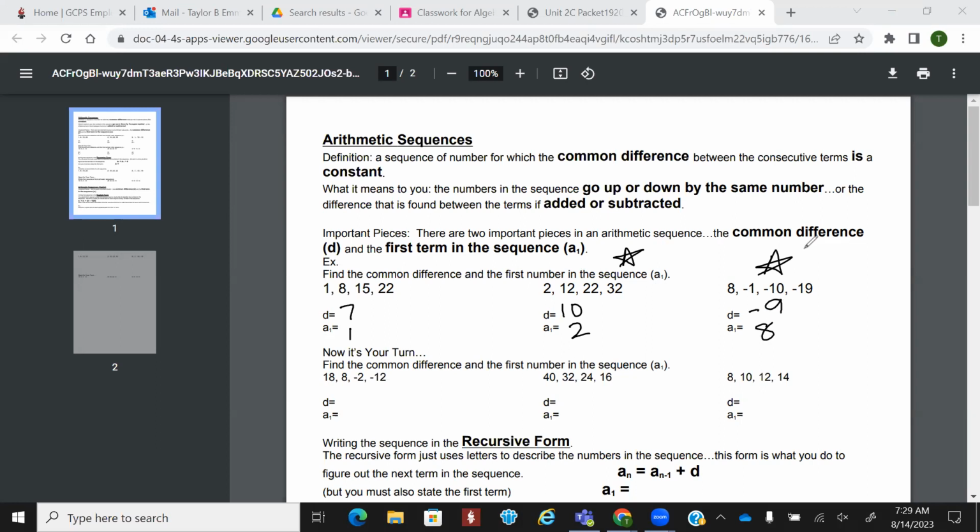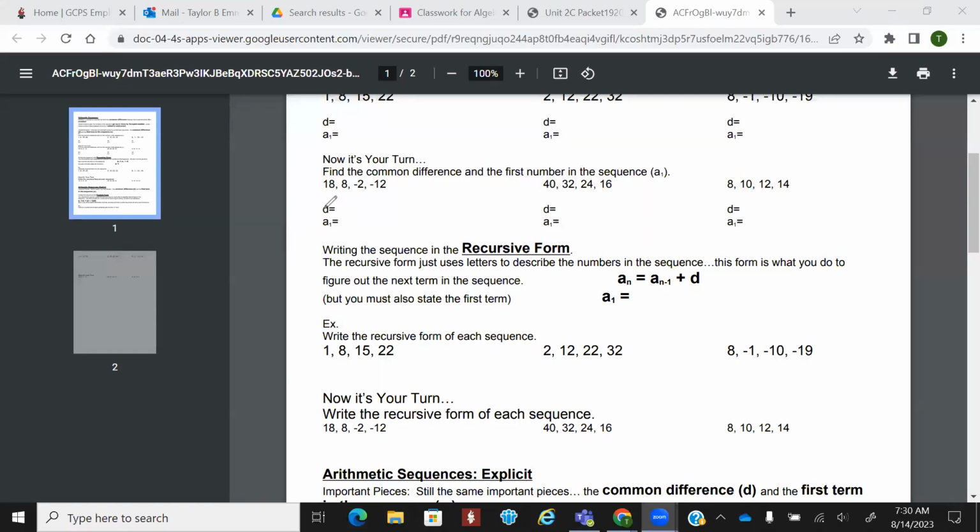Now, the next one, same thing, finding the common difference and finding the first number in the sequence. Go ahead and try those 3. Take like 30 seconds. Check your work. So on this one, what was the common difference? All right, and the first term? 18. Fantastic. Next one? 8. Okay, and the first term? 40. Next one? 2. And then the first term? 8. Okay.